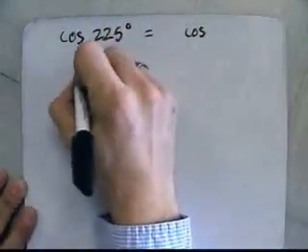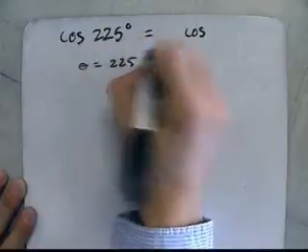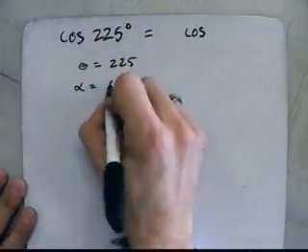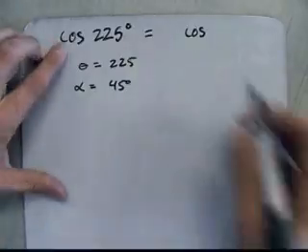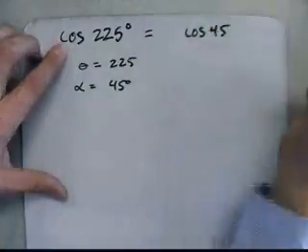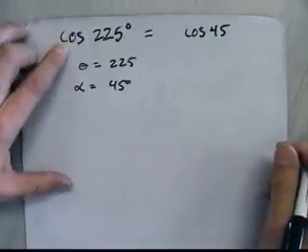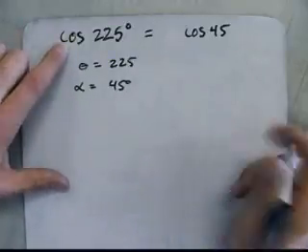What's our reference angle here? 45. Our theta is 225. Our reference angle is 45 degrees, right? Okay, so cosine of 225 should equal the cosine of 45, and then we'll just think about if it's positive or negative. Hopefully.